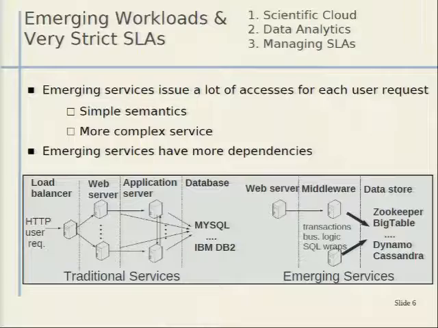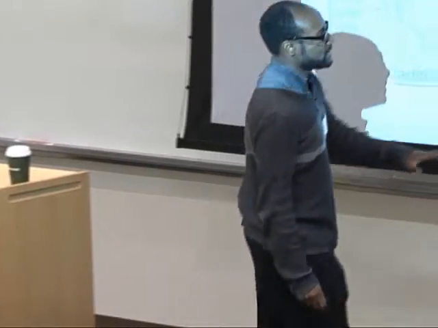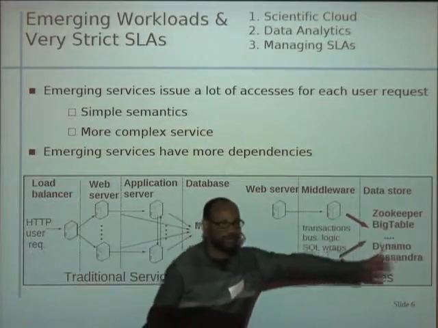So why do they issue more accesses than previously? Two reasons. One, you're doing more complicated tasks, like data analytics of some sort. And these backends have gotten simpler, right? So where a database gave you the ability, for instance, to do transactions, your key value stores may just give you the ability to do gets and puts.